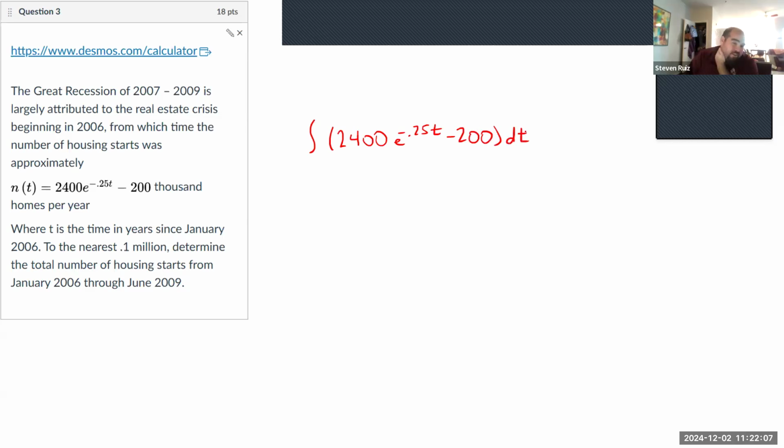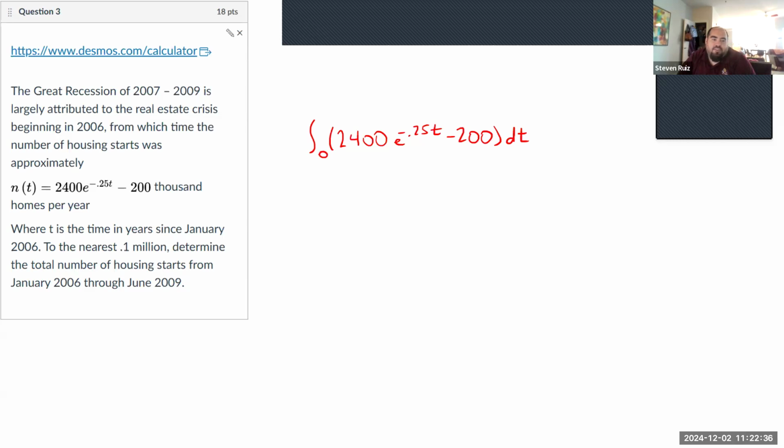But now we're going to have limits of integration. t is the time in years since January of 2006. So we want to know the number of housing starts from January 2006. So that tells me time equals 0. So I want to know from my reference time to some point in the future, through June of 2009.